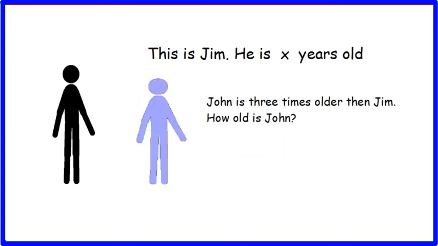John is 3 times older than Jim. How old is John? John is X multiplied by 3. Now, normally, you would not write it that way. That is how you multiply, right? Then, 3 multiplied by X, or X multiplied by 3.